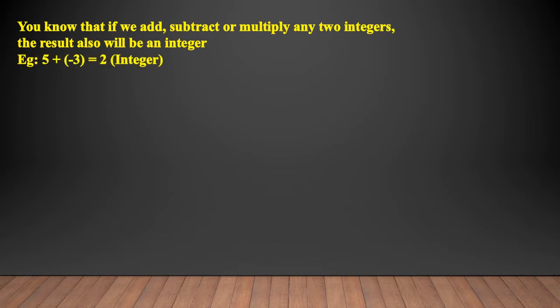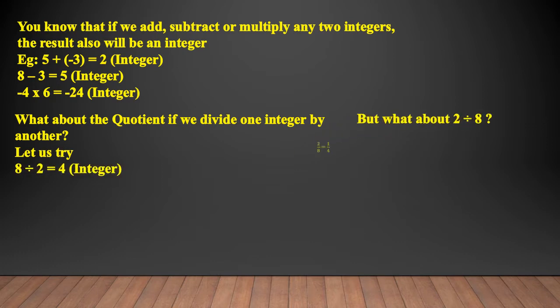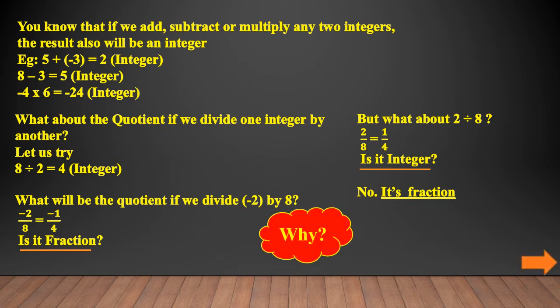You know that if we add, subtract or multiply any two integers, the result also will be an integer. What about the quotient if we divide one integer by another? 8 divided by 4 is an integer, but what about 2 divided by 8? Is it an integer? No, it's a fraction. But what will happen if we divide minus 2 by 8? Is it a fraction? No, it's not a fraction. Why? Let us see.